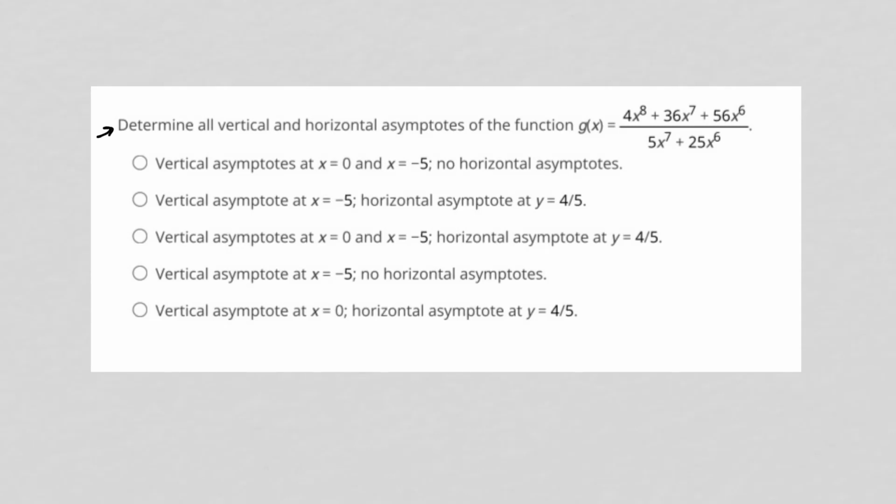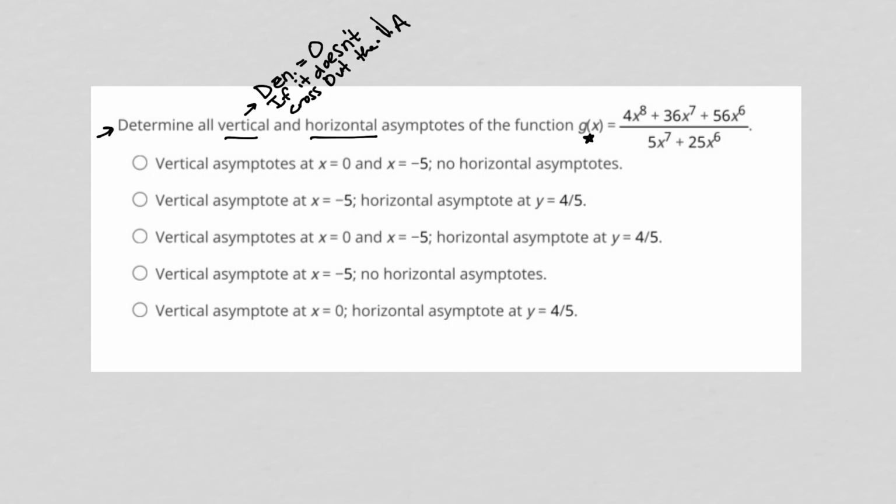So this question says determine all vertical and horizontal asymptotes of the function g of x. We find vertical asymptotes by setting our denominator equal to 0. So I'm going to just say d or den for denominator. We set it equal to 0. And then if it doesn't cross out, and it'll make more sense in a second, cross out, then VA for vertical asymptote.